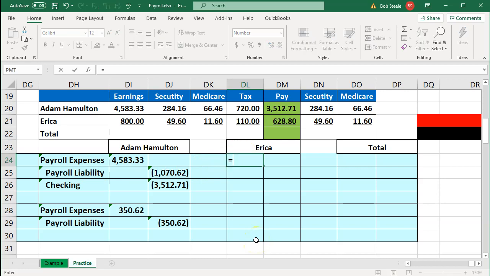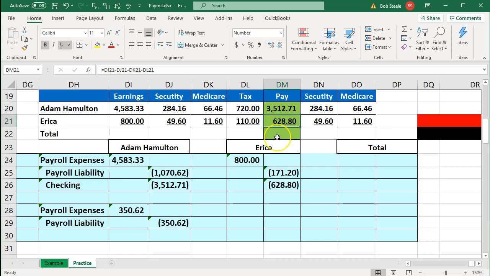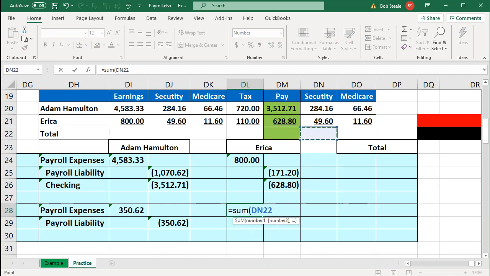So the payroll expense is going to be the 800. It's going to be increasing payroll expense. The payroll liability is going to be increasing with a credit of the Social Security, Medicare, and federal income tax. The difference then, 800 minus 171.20, or the negative sum of these numbers, is going to be the amount of the check of the 628.80. Then we're going to have to pay over and above the employer portion, which is going to be the 49.60 and the 11.60. Payroll expenses increasing, payroll liability increasing.